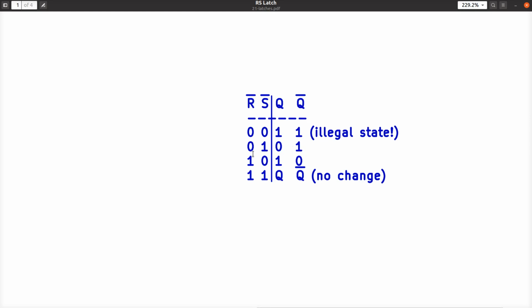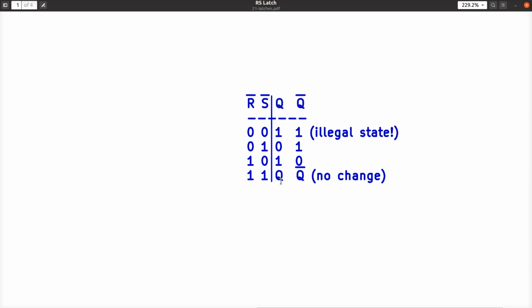When R bar is a 1, S bar is a 0, we say Q has become set, and Q bar becomes the opposite of Q. Okay? When R bar and S bar are both 1s, Q is Q and Q bar is Q bar. We say nothing changes in this state. All right, this is how you draw a truth table that includes the notion of time.